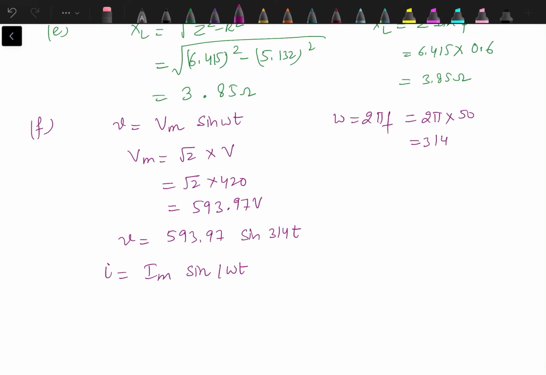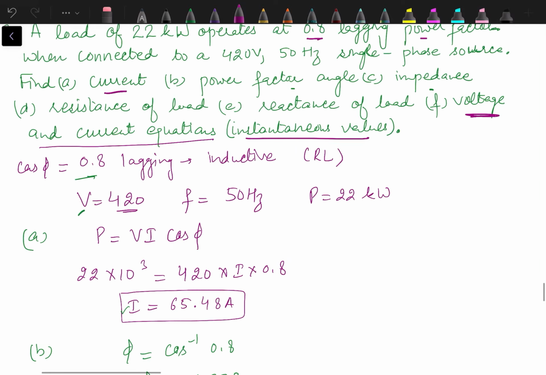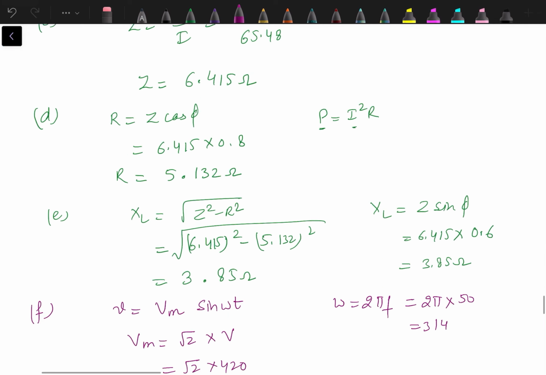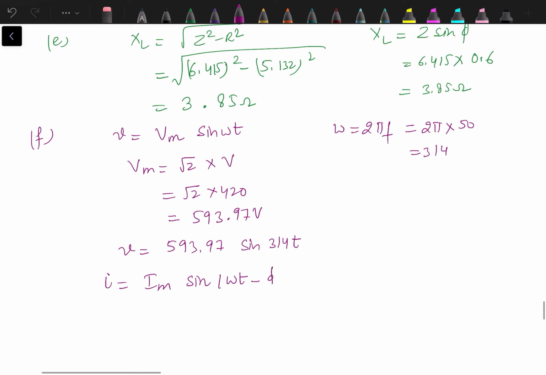Now this is an RL circuit. We have a lagging power factor. It means current is lagging behind the voltage. So it's sine omega t minus phi.